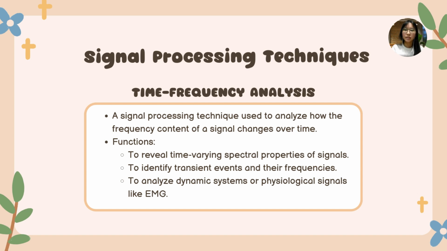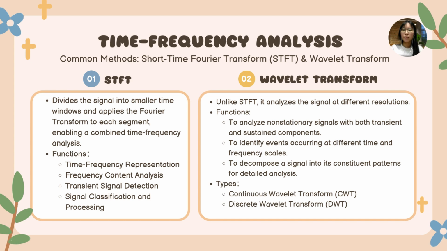To analyze EMG signals effectively, advanced signal processing techniques are required to address their complex, non-stationary nature. Time frequency analysis is a signal processing technique used to analyze how the frequency content of a signal changes over time, unlike the traditional Fourier transform which provides only frequency information. This makes them suitable for non-stationary EMG signals whose spectral characteristics vary over time. The common methods for time frequency analysis include STFT and wavelet transform.